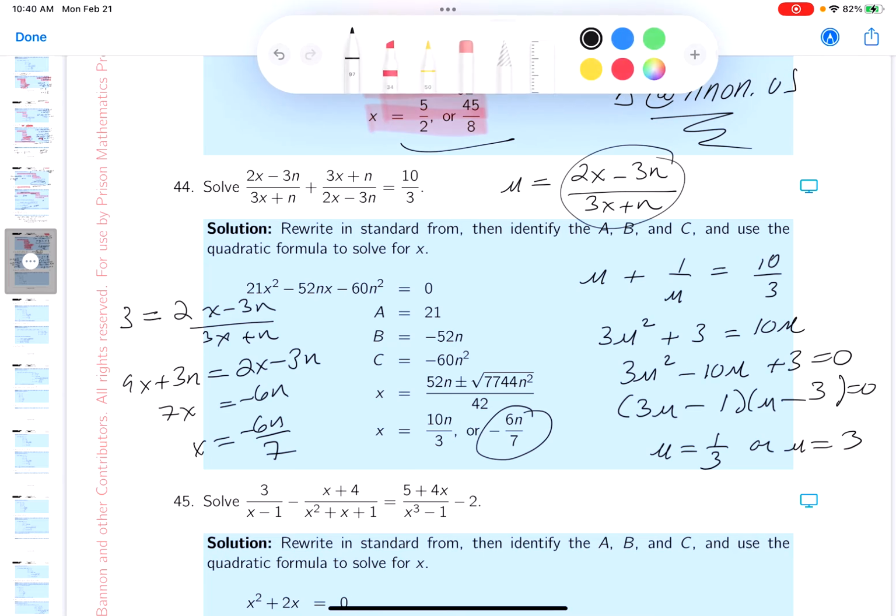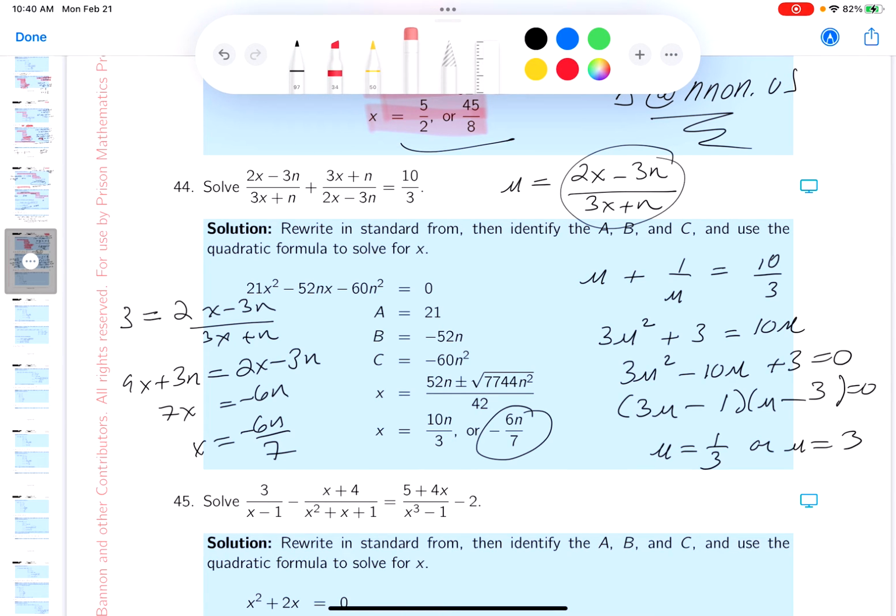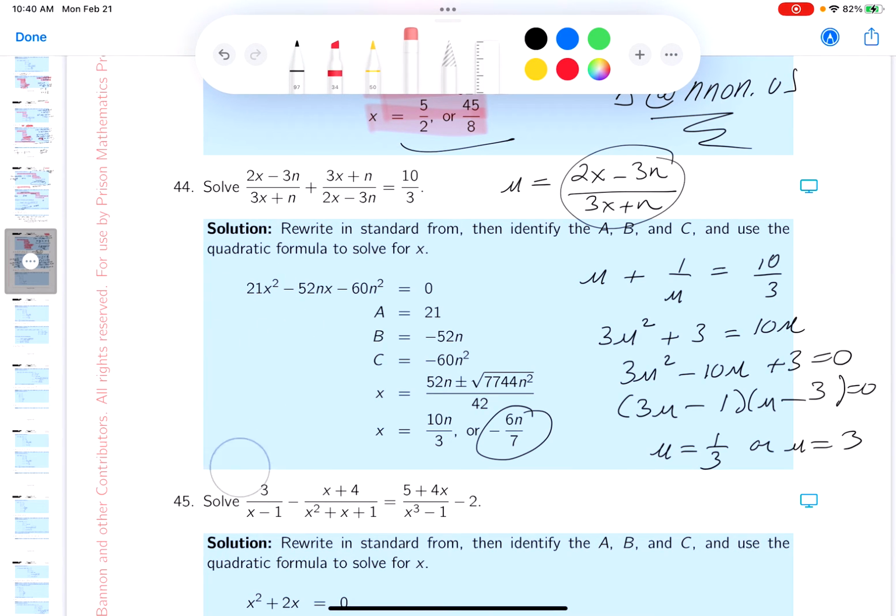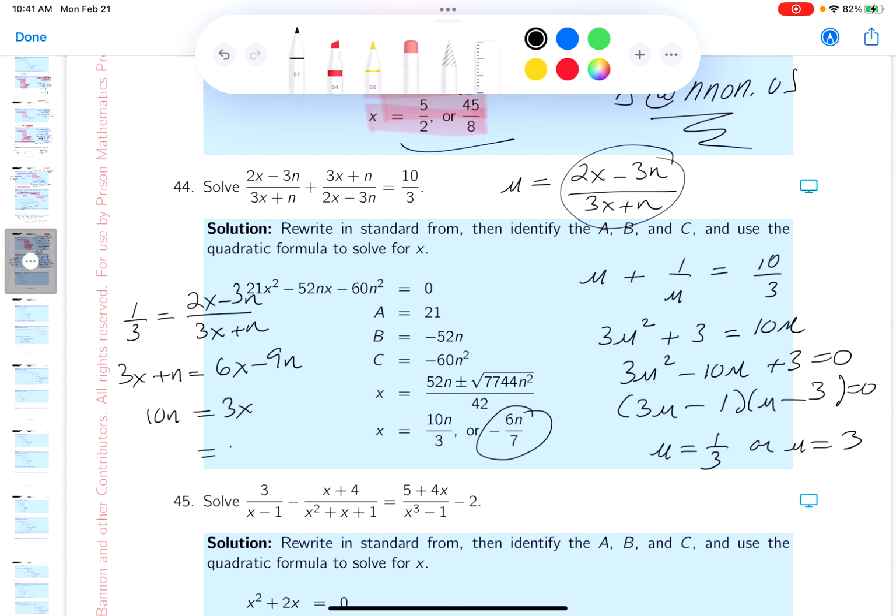Let me do the other one. And again, we're just walking over the key. I'm going to erase this now. I'm done with that. I got that. Let's do the other one now. That's 1/3. That's what u is. And what does that equal? (2x minus 3n) over (3x plus n). Really simple equation to solve. You get 3x plus n equals 6x minus 9n. Well, you get 10n equals 3x, and that would give you x equals 10n over 3.